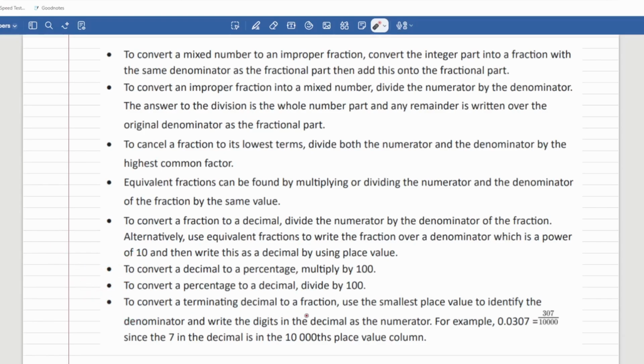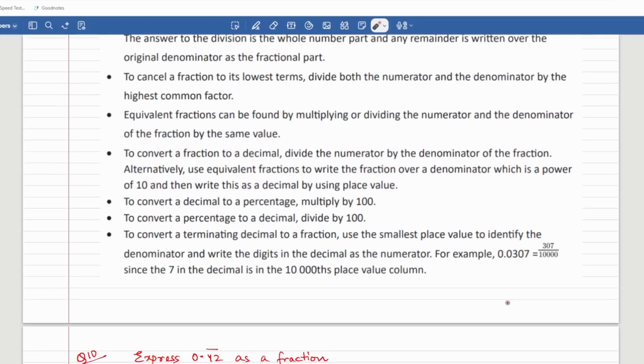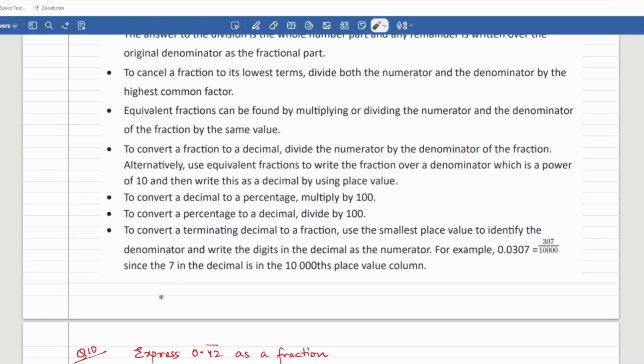To convert a terminating decimal into a fraction, use the smallest place value to identify the denominator and write the digits in the decimal as the numerator. Okay, so 0.0307, how many decimal places are there? 4. So write the denominator as 10 to the power 4 and the remaining digits as the numerator. Now there are two ways of converting recurring decimals into fractions. I'll show you both of them. Try this problem first. Express 0.42 recurring as a fraction.